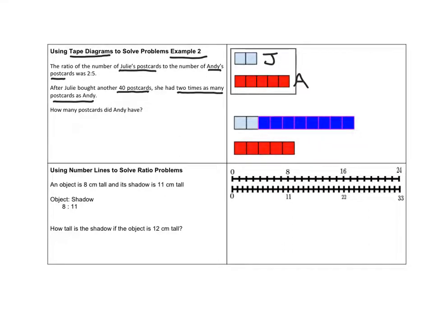Okay. Now, the second thing we know is that she's bought 40 postcards. So we know that this new blue amount must be 40 postcards. And if I count, I can see I have 1, 2, 3, 4, 5, 6, 7, 8. I have 8 squares representing 40 postcards, which means that each square must be 5.